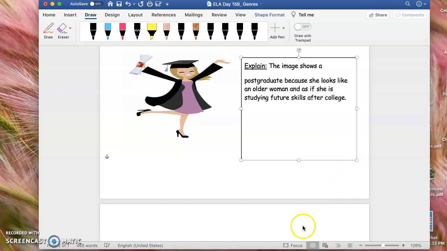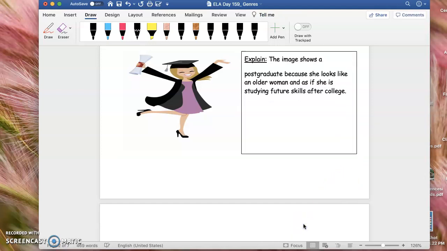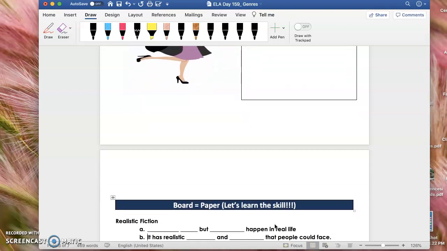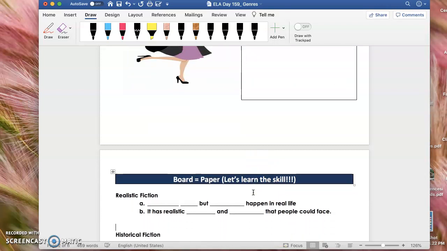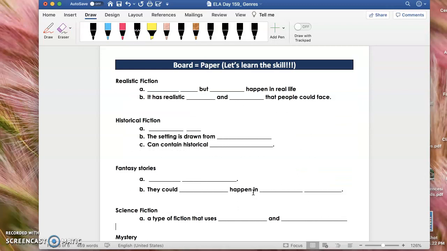Okay. All right, good. So let's go ahead and continue with our board equals paper. Here is where we're going to be reviewing every genre that we talked about this week. So as you can see, I got rid of some of the information and we're literally just going over the definitions of each genre type, okay? So first we talk about realistic fiction, which are events that happen in real life, right?